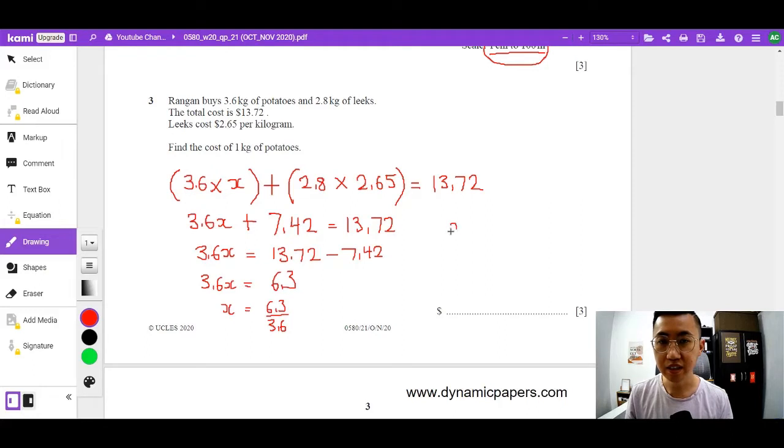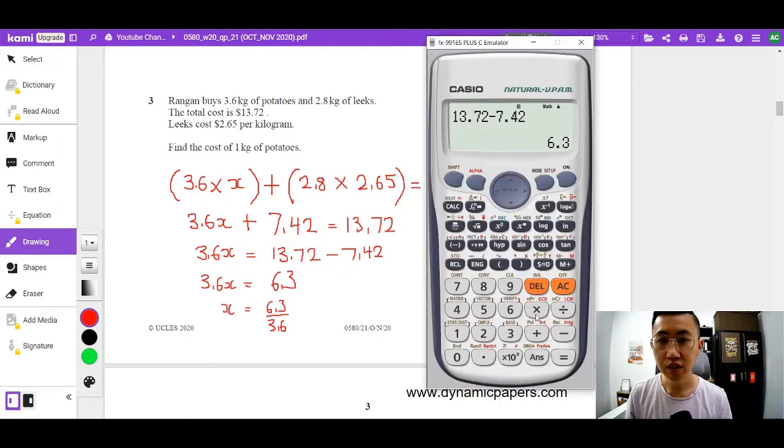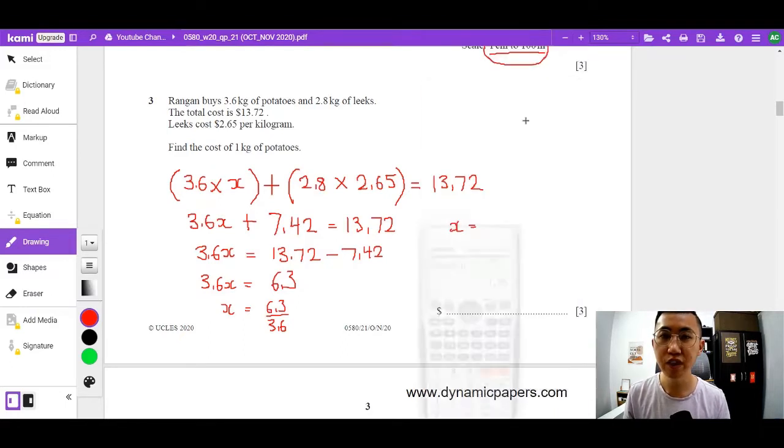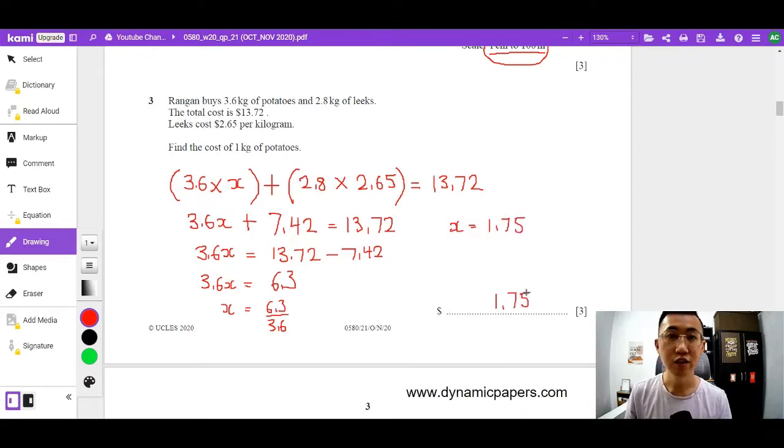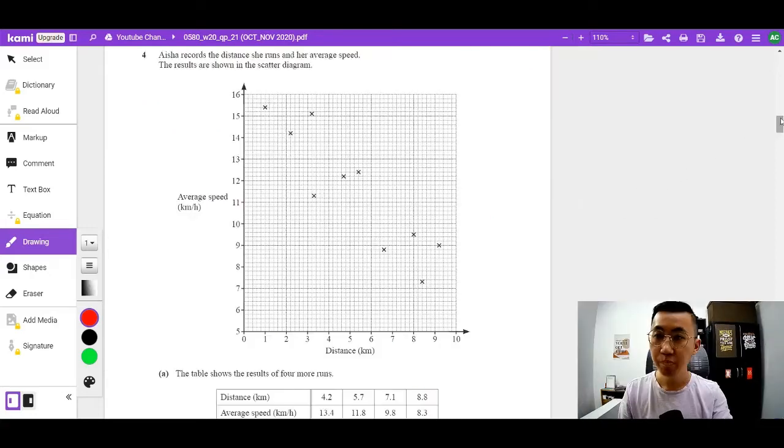What is x? Okay, so now we have to use calculator again. 6.3 divided by 3.6. Okay, so the price for potatoes, 1 kilogram is 1.75. There you go. That is the answer for question 3. Okay, that's the answer. Done.